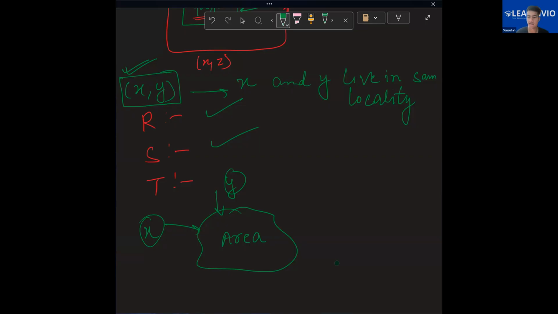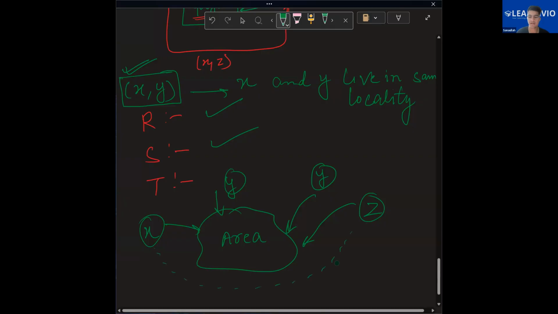And for the transitive, if x and y are living here, and someone is saying that y and z are living here, then same as the example we used in the previous case, we can say that x and z are also living in the same area, right? In the same locality. So this is transitive also.